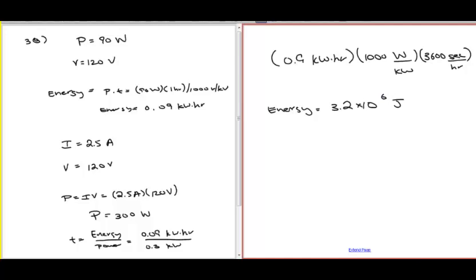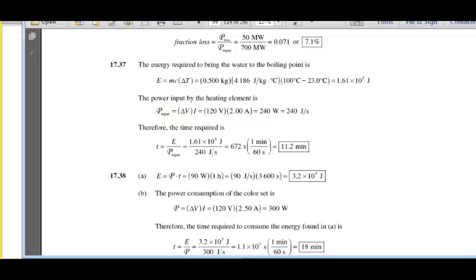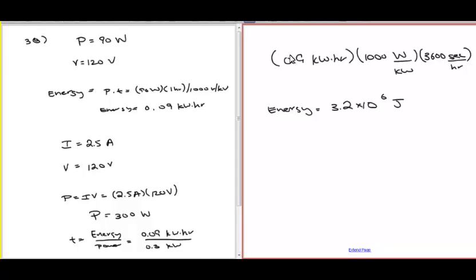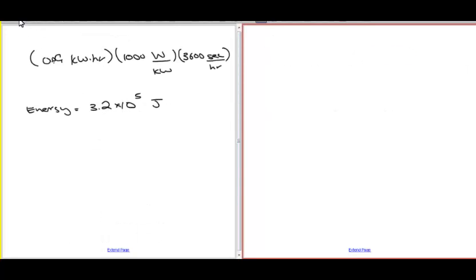Okay, let's check our answer here. It says 3.2 times 10 to the 5th joules. What did I do wrong there? Oh, it's 0.09. I just copied it wrong from above. 0.09, so this is 10 to the 5th. Instead, it's 0.09 kilowatt hours times 1,000 watts per kilowatt times 3,600 seconds per hour. Watts times seconds is joules, because watts are joules per second. And then the final one is 39.